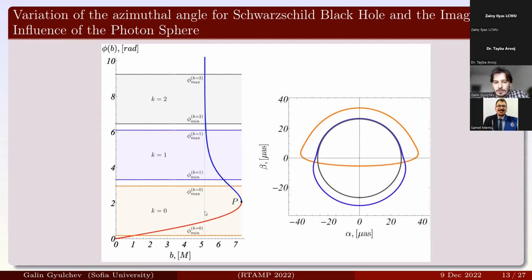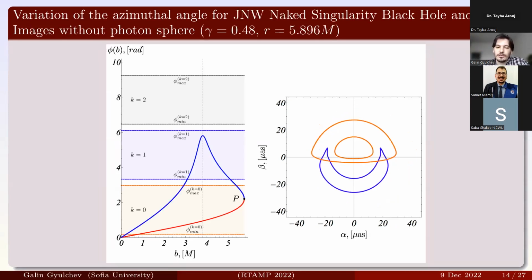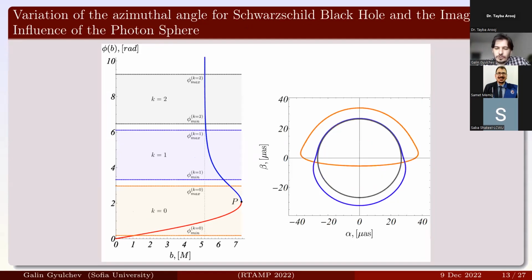So, for example, this one shown with the orange color here is the so-called direct image. After that, the blue one is the indirect image, the first indirect image, and the next one is the second indirect image, which is related with the photons which are turning 2 times around the photon sphere. So this image is very closely positioned to the photon sphere, or it is related with the photon sphere itself. This situation, which I show you here on this slide, is related with the existence of the photon sphere.